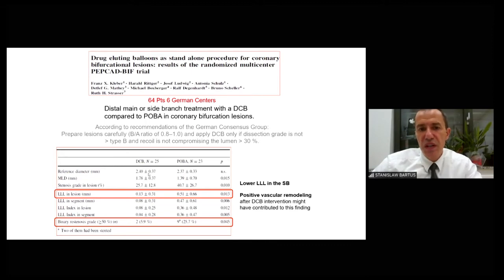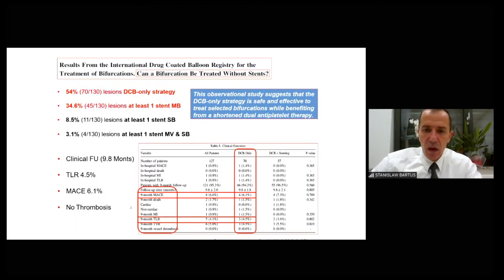However, it was a very, very small study. Again, an additional small observational study, including 70 patients, shows a very low number of MACEs, 6.1% at 9 months follow-up, with target lesion revascularization reaching 4.5%. So again, a very nice observational study. However, it was statistically negative.